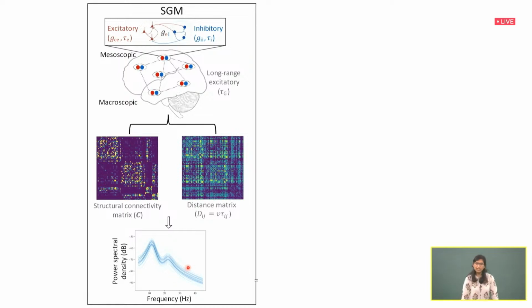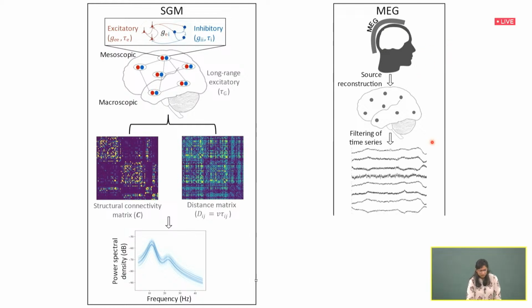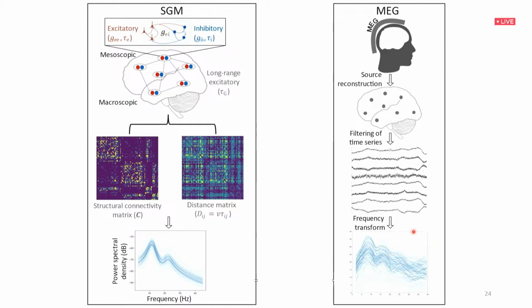So that's what we get from the model, and we want to compare it to data. What's real data like? In this case, and in all the examples I'll show you today, the real data will come from MEG, which is magnetoencephalography, which is just one way of capturing magnetic signals of the brain. We do some pre-processing, a frequency transform of the time series, and finally we get how the power spectral density looks for the real data.